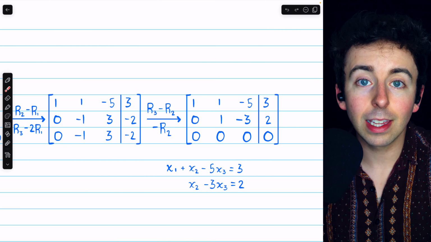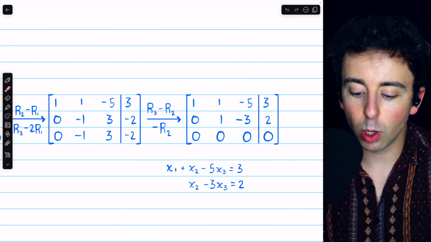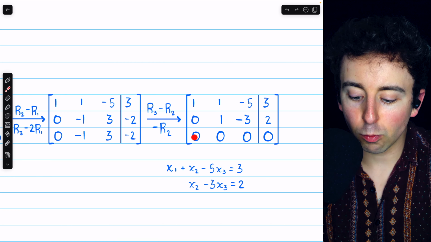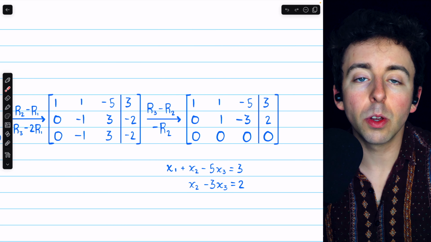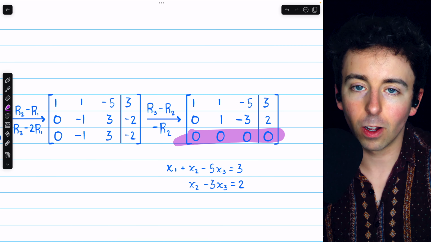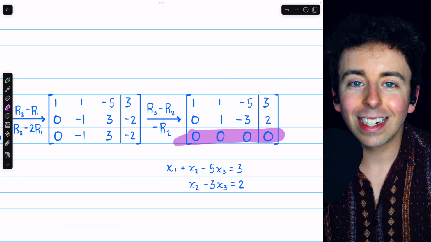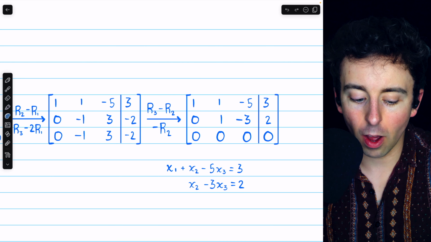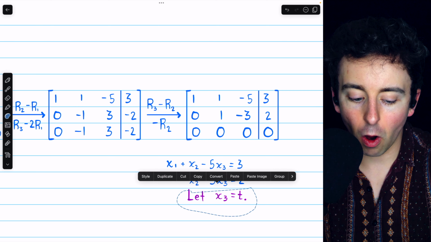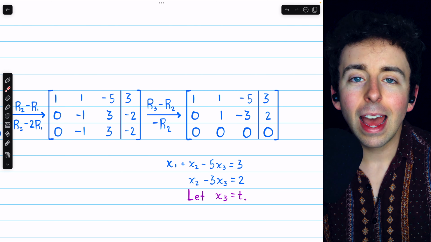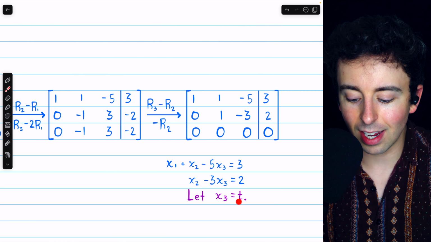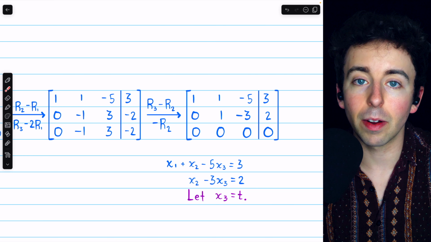Now, row 1 gives us this equation, and row 2 gives us this equation. In the previous example, row 3 told us the value for x3, but in this case, row 3 is all zeros. So in fact, there is no restriction on x3. Thus, we can let x3 equal an arbitrary parameter. x3 is what we call a free variable. We'll say that it equals t, and t is free to be whatever it likes.